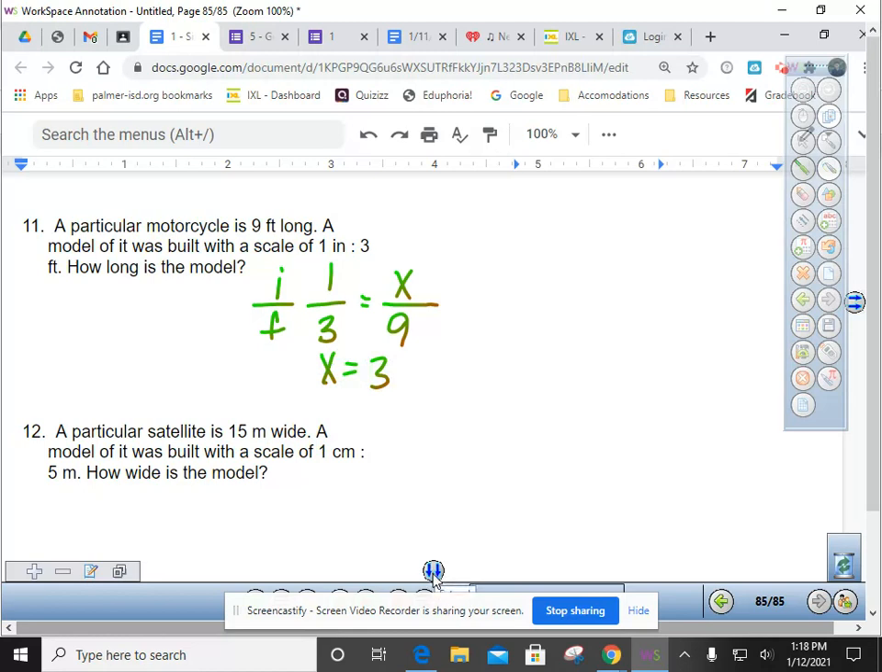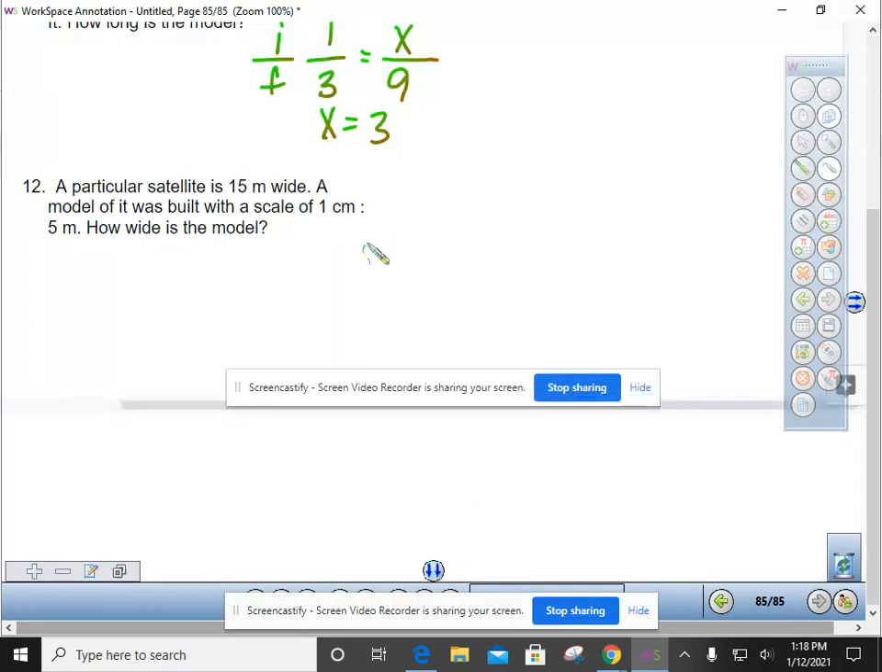Look at number 12. A particular satellite is 15 meters wide. A model of it was built with a scale of 1 centimeter to 5 meters. How wide is the model? So we're going to say, what is it, centimeter and meter? And 1 centimeter was 5 meters? Yeah. And it's 15 meters wide. Where does the 15 go? Perfect. So what's the answer? 3. Again, 3.